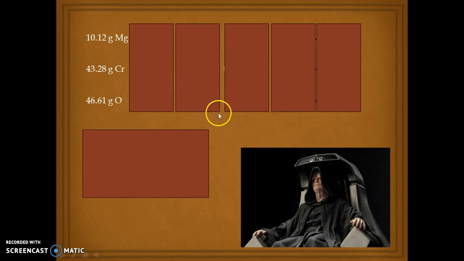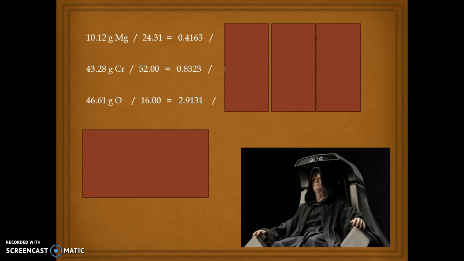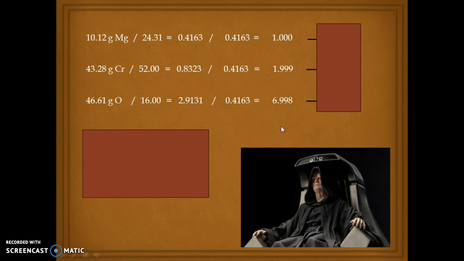And now that you're back, I can show you that I'm going to convert to moles by dividing by the atomic mass, and I would get this set of values for the moles: 0.4163, 0.8323, and 2.9131. Next step is to divide each one by the smallest. That's correct, the smallest. So if we do that, here's my smallest one. So I'm going to divide each one of these numbers by that, and that would give me these numbers.